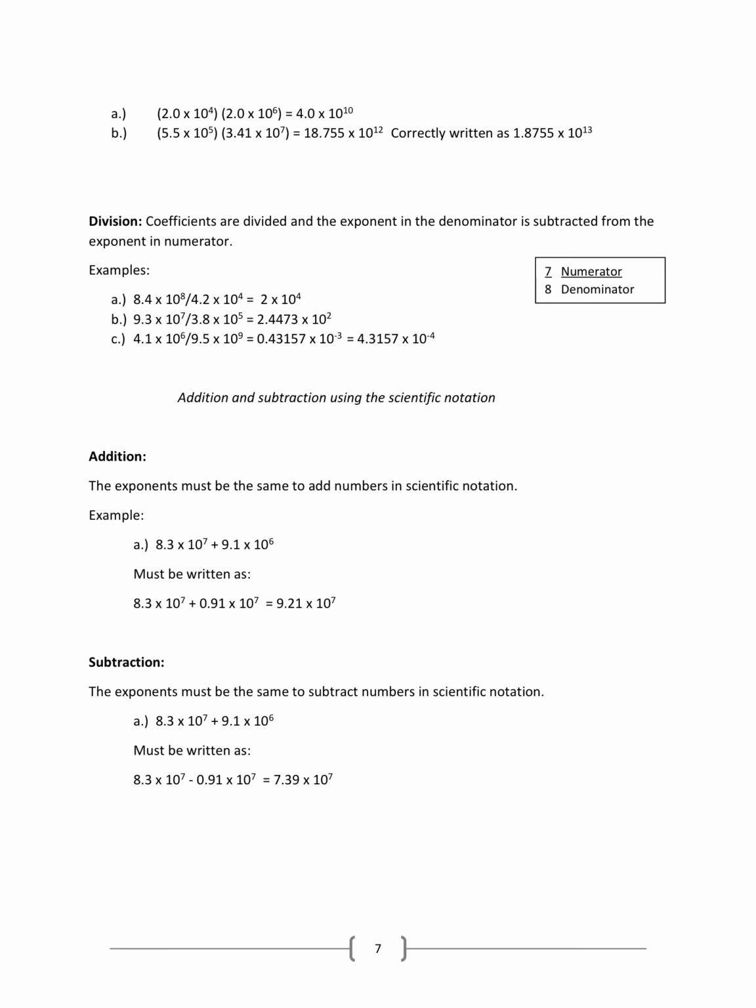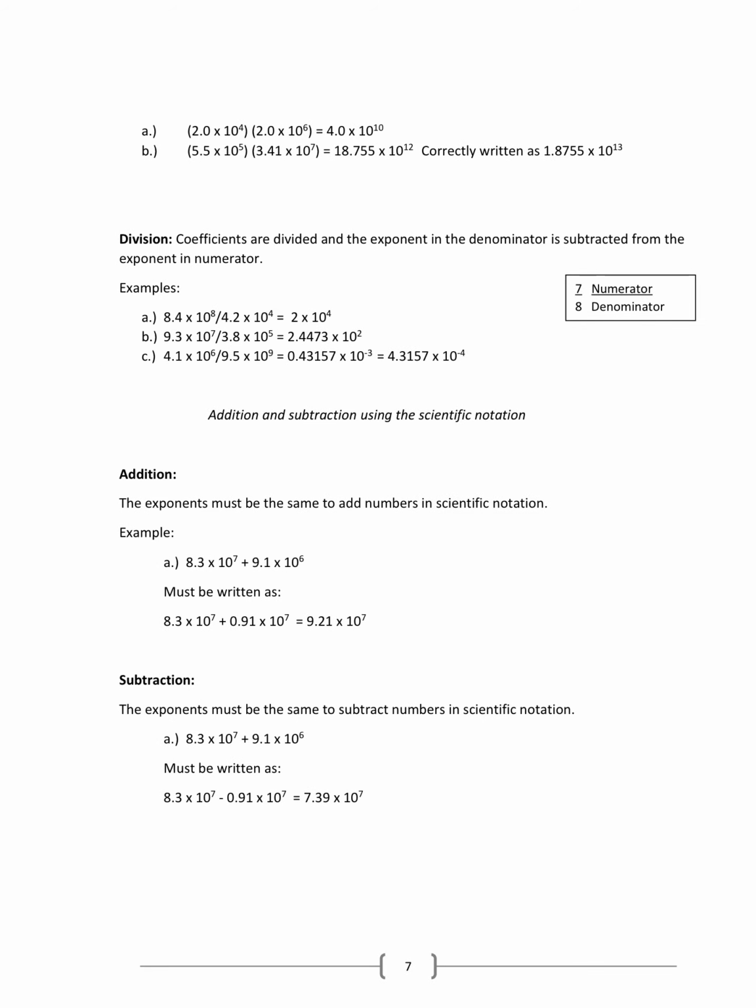Let's look at an example. We have 2 times 10 to the fourth multiplied times 2 times 10 to the sixth. 2 times 2 is 4, and we're going to add the exponents. So 4 plus 6 is 10. So the answer is 4 times 10 to the tenth.